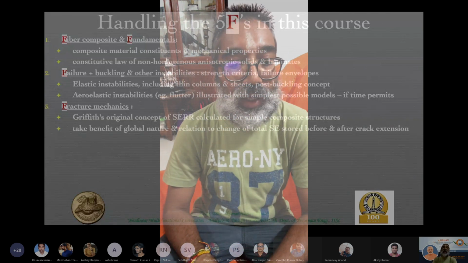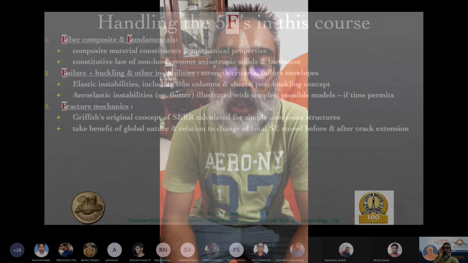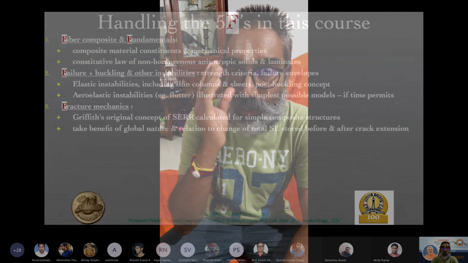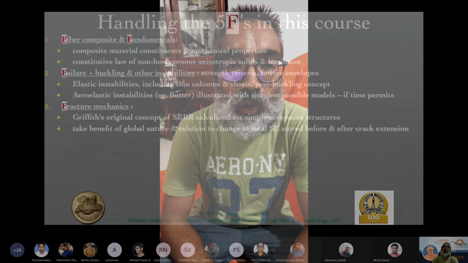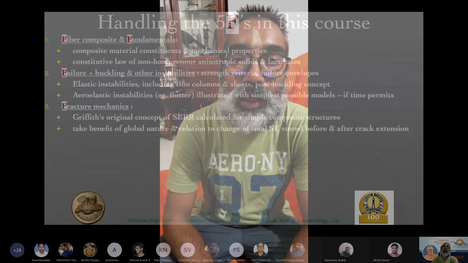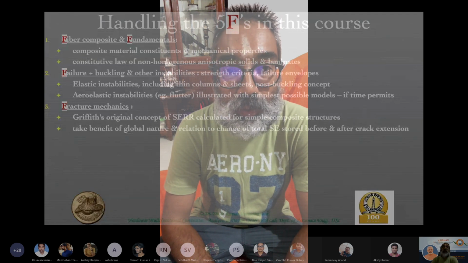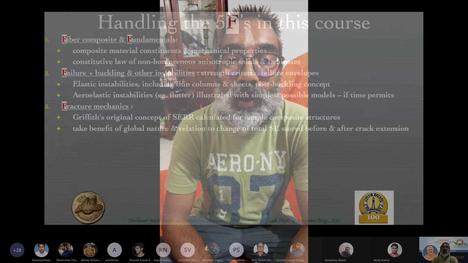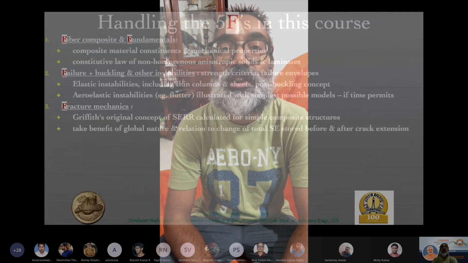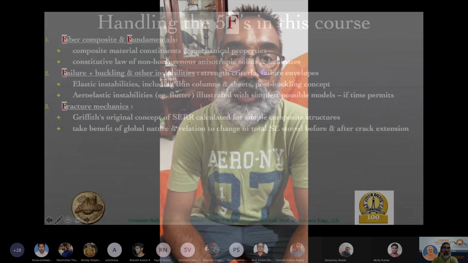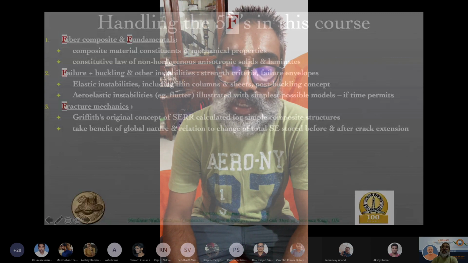So the next F that we need to deal with is fracture mechanics. How do we deal with it in this particular course? We go to the simplest way of handling it, because again it's a whole body of knowledge by itself. Fracture mechanics has been around for many decades now, very advanced for metals and picking up for composite structures as well. Here the most basic concept, which is very systematic in its nature, is Griffith's concept of strain energy release rate, which is abbreviated as SERR.